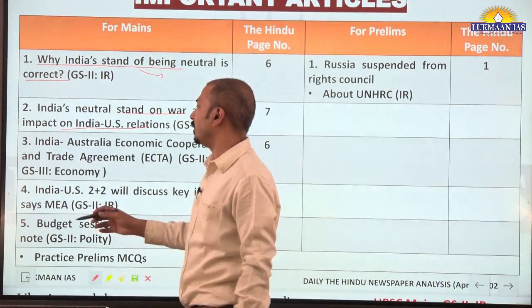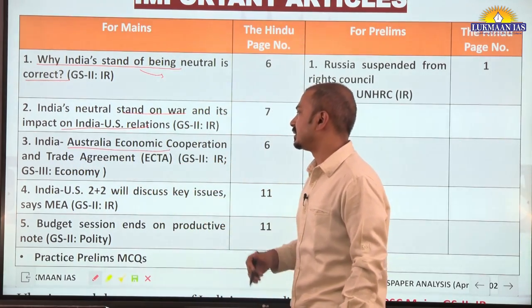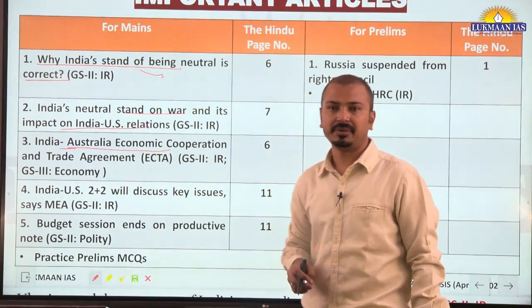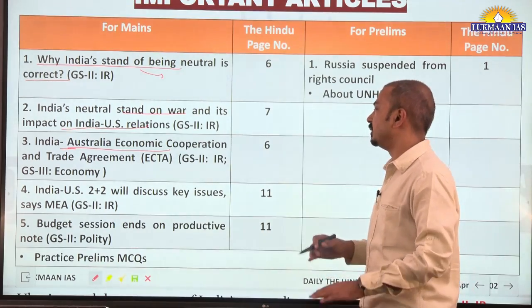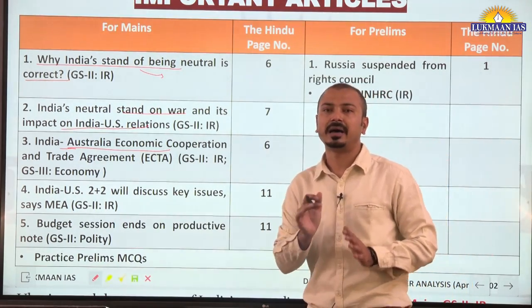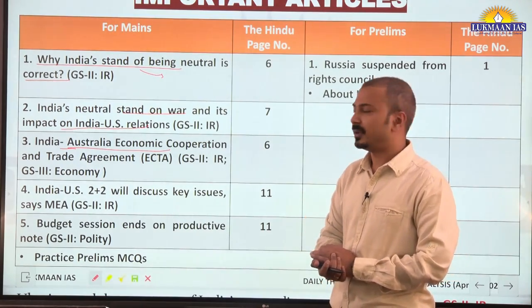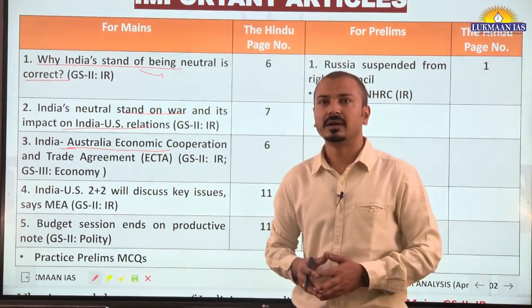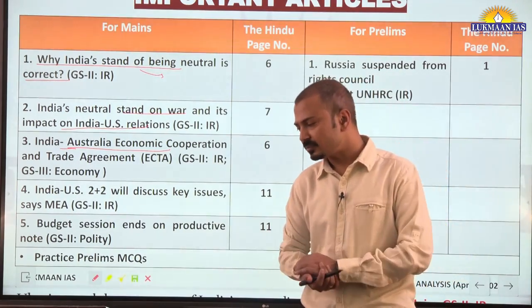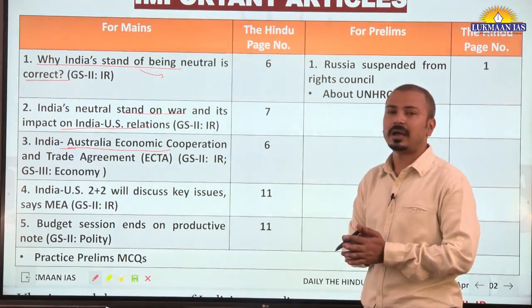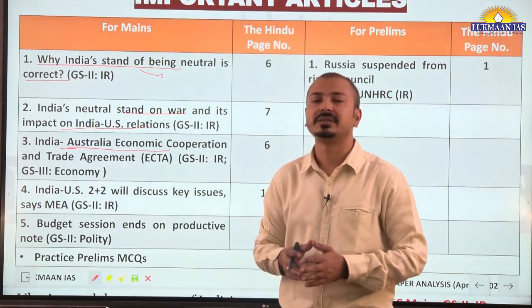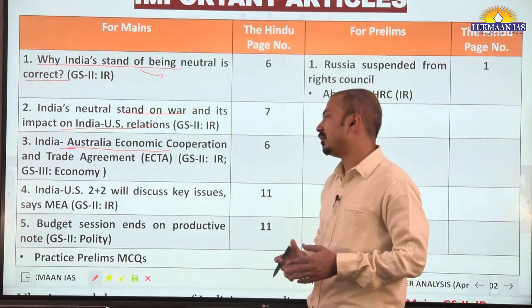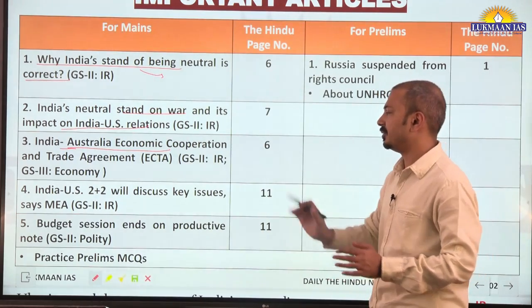Then one more editorial on page number 6. Again, we are having the discussion on the recently signed India-Australia Economic Cooperation and Trade Agreement, the Early Harvest Agreement. The details we will discuss from Economy GS3 and the GS2 paper IR section, India-Australia relations. Fine. Again, India-US 2+2 will discuss key issues, from the Ministry of External Affairs. From the IR section, you should know that next week the 2+2 meeting is going to happen. Our External Affairs Minister and Defense Minister are going to visit the US in Washington. The meeting is going to happen, and what topics and issues are going to be discussed, that aspect is covered here.